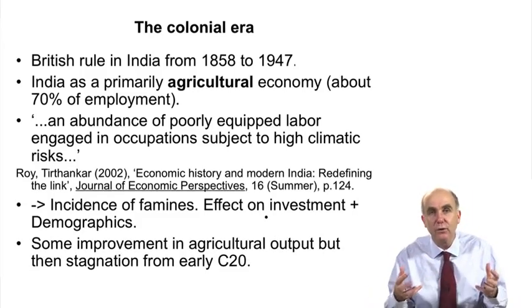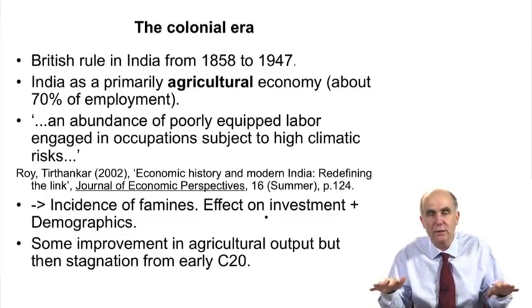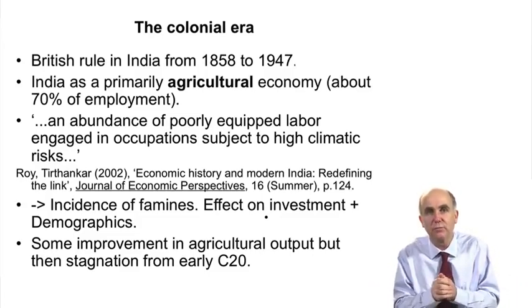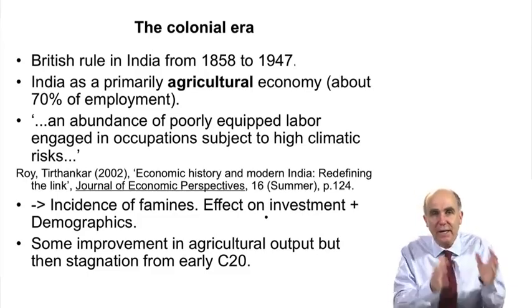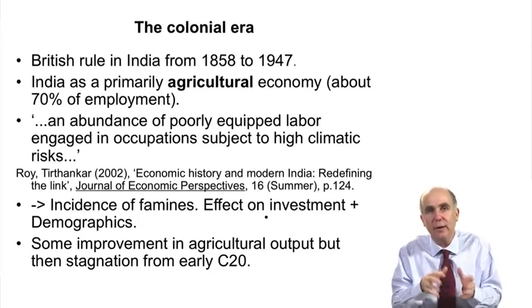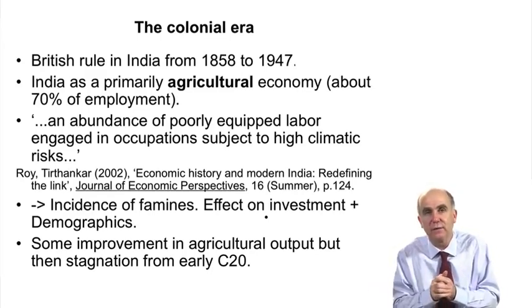Now, when we look across the whole of the period from 1858 to 1947, we know that the overall story is relatively slow growth, and so therefore relatively slow productivity improvement in agriculture. In the 19th century, there was some improvement in agricultural output, but that really finishes from the beginning of the 20th century, after which productivity is relatively stagnant.